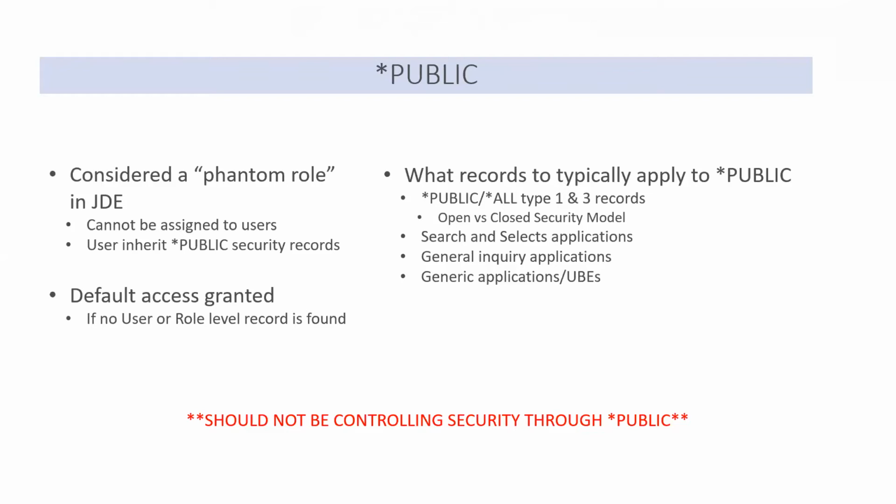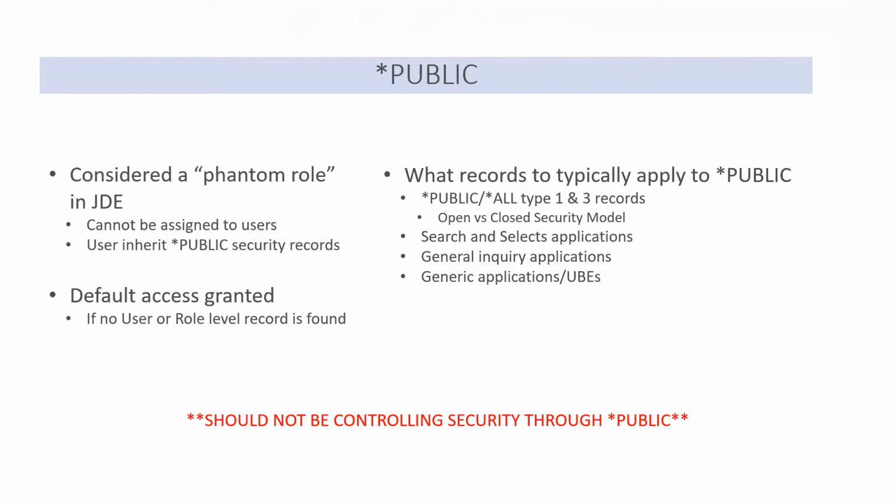So users first, any of the roles assigned to the user, and if nothing else is left, it looks at Star Public. So it's the defaulted access granted. Like I mentioned, if no user or role level record is found, Star Public takes precedence.